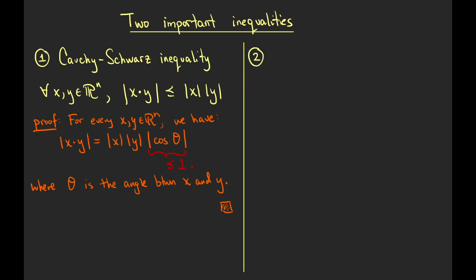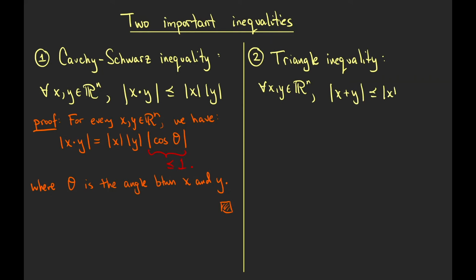All right, let's look at the second inequality, which is called the triangle inequality. The triangle inequality says that for every pair of vectors x and y in R^n, the length of x plus y is at most the length of x plus the length of y. Now the proof of this basically boils down to Cauchy-Schwarz, so let's see it. First I'll draw a picture so that you can see why this is called the triangle inequality. Okay, proof.